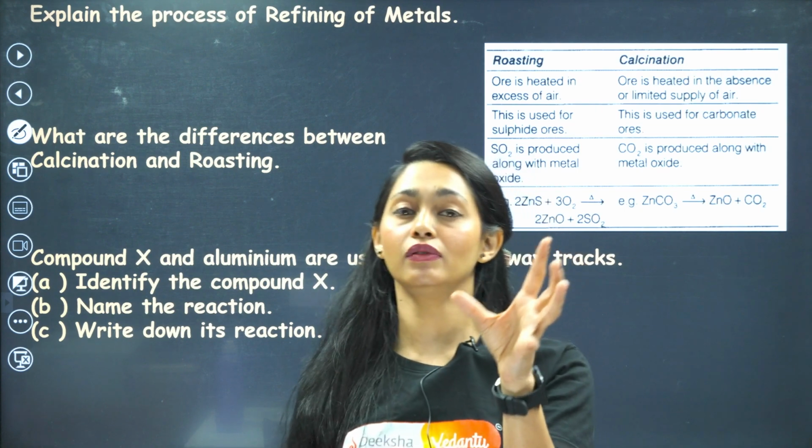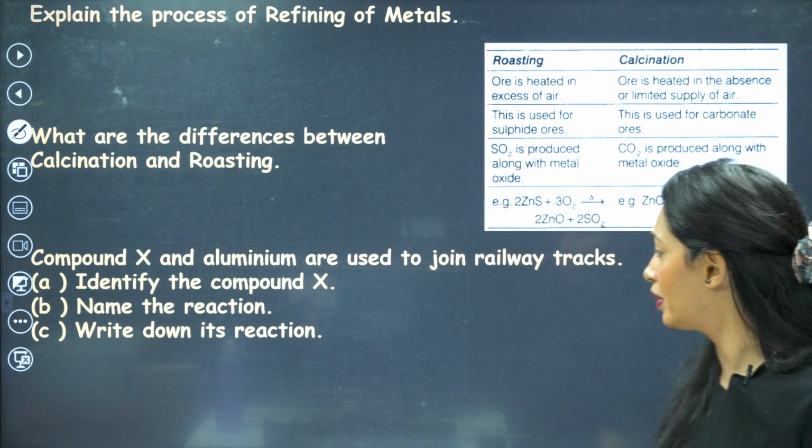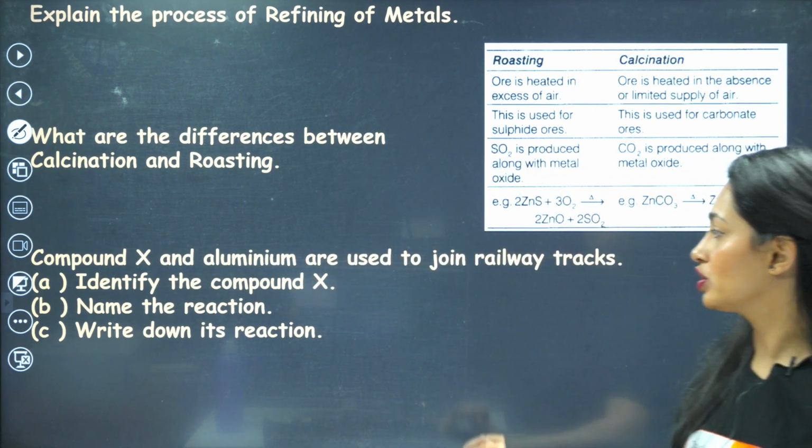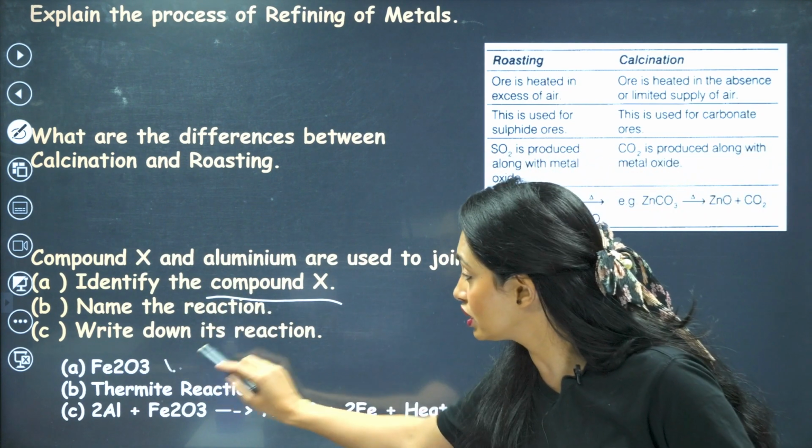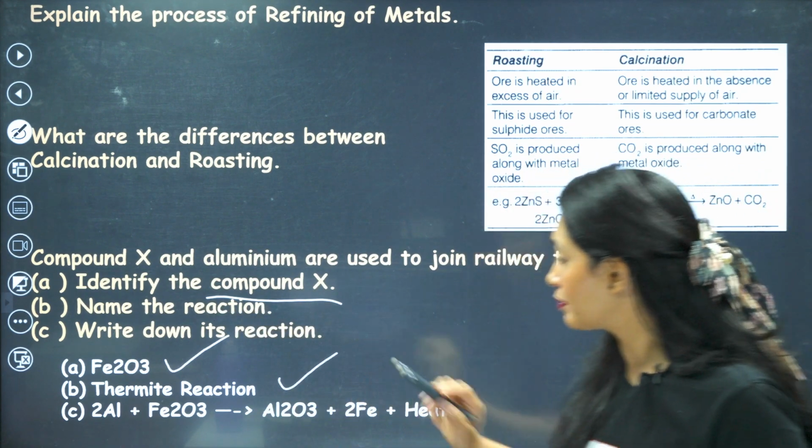Next, compound X and aluminium are used to join railway tracks. Whenever you hear welding of railway tracks, you need to remember which reaction? Thermite reaction. Identify the compound X. It is nothing but Fe2O3. And name the reaction, that is the thermite reaction.